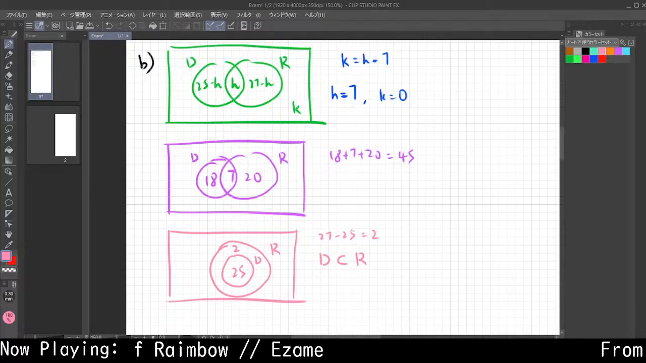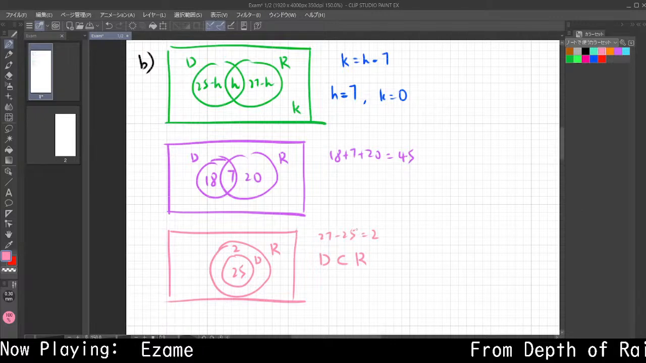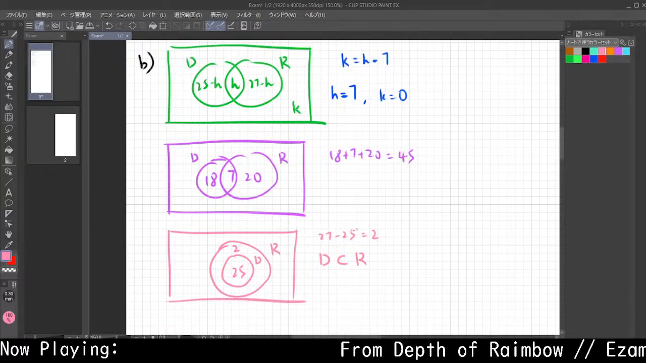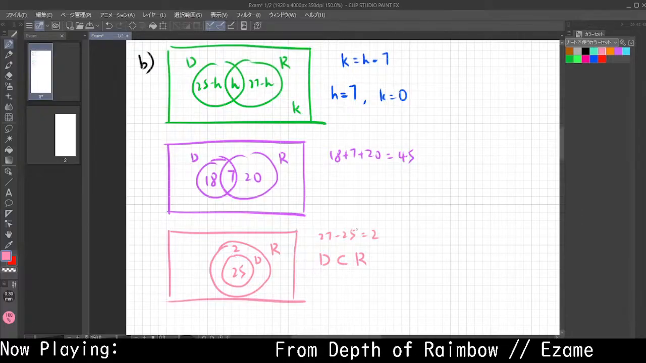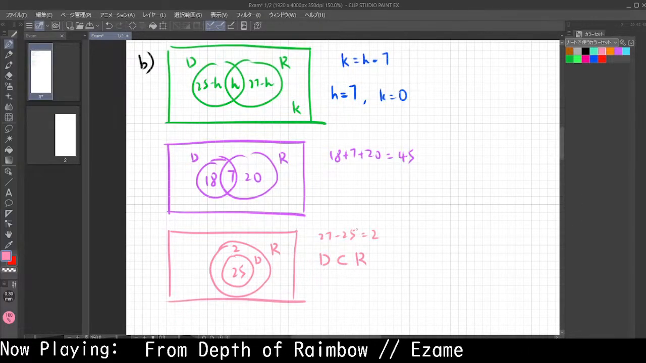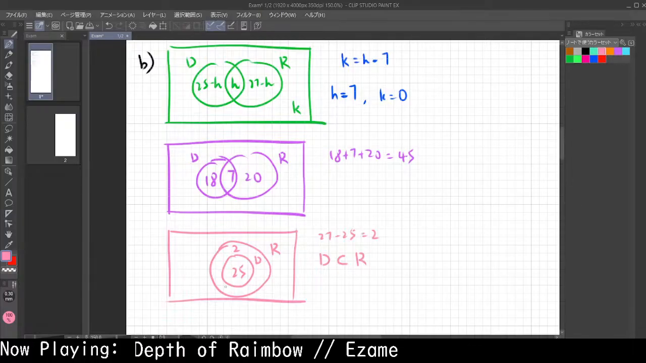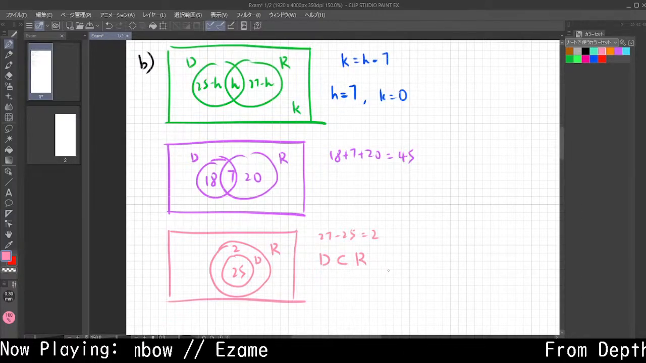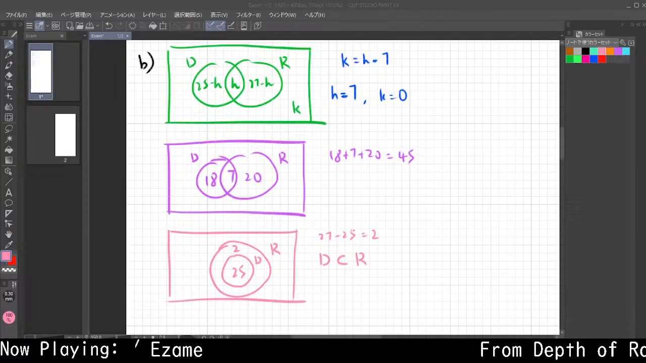Anyway, the single way to make H the largest is to make the overlap the largest. Making your overlap the largest can be achieved by shoving the smaller set into the larger set, basically making it a subset of the larger set. Okay, so that is basically that.